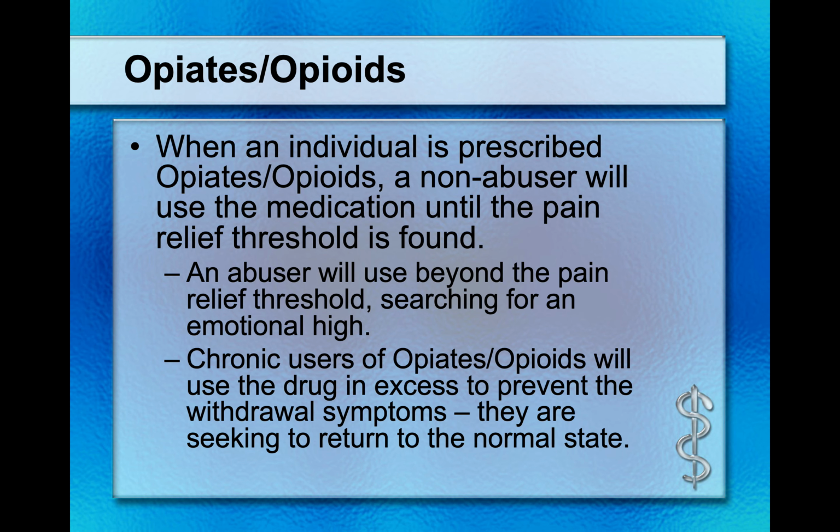When an individual is prescribed opiates, opioids, a non-abuser will use the medication until the pain relief threshold is found. An abuser will use beyond the pain relief threshold, searching for an emotional high. Chronic users of opiates, opioids will use the drug in excess to prevent the withdrawal symptoms. They are seeking to return to the normal state.